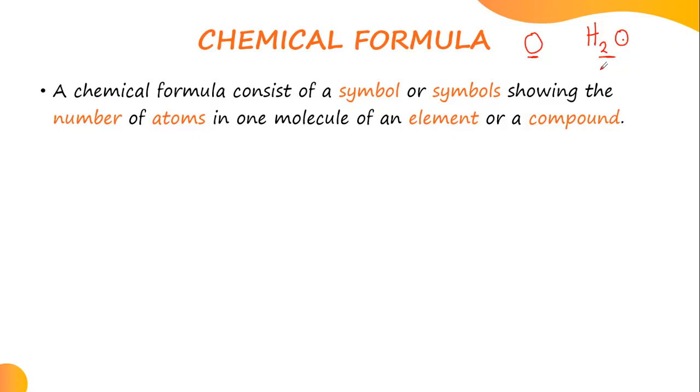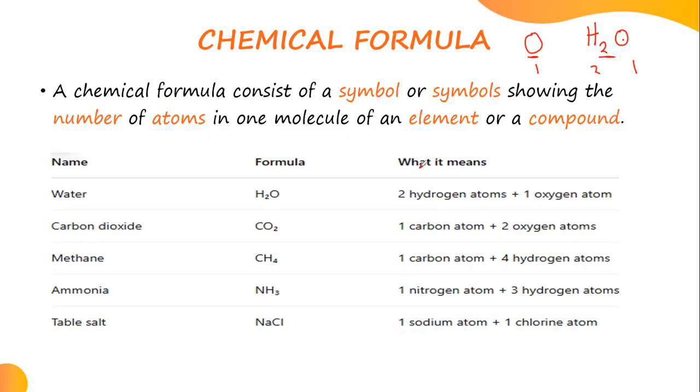Now, here a chemical formula shows symbols showing the number of atoms in one molecule of an element or a compound. So here we have one oxygen atom. There we have, for hydrogen, two hydrogen atoms and one oxygen atom. Have you seen? A chemical formula is helping us to know the number of atoms which are present either in an element or a compound. I'm sure that's clear. If you're not clear, then we have this example here.